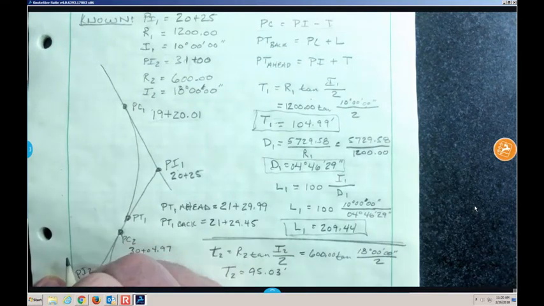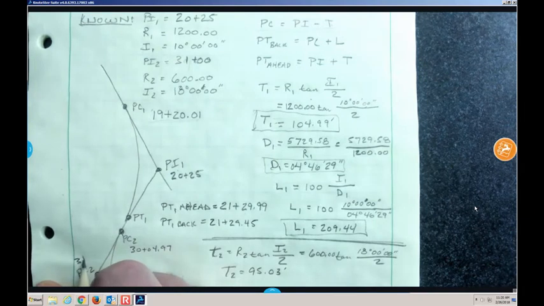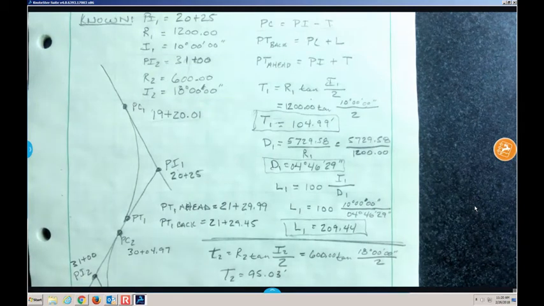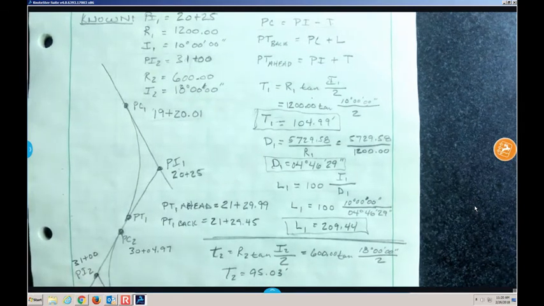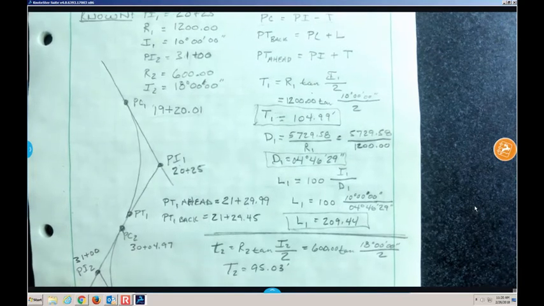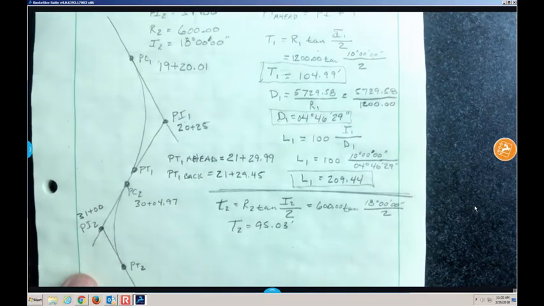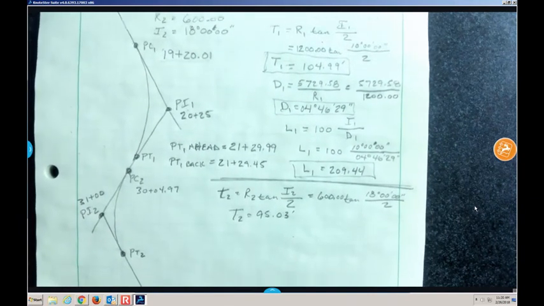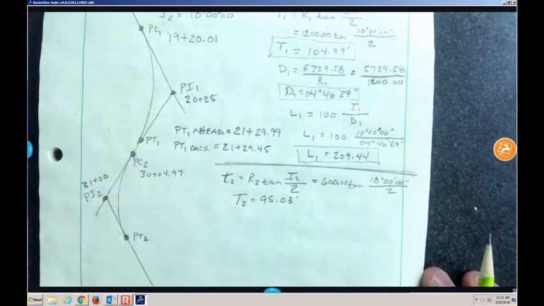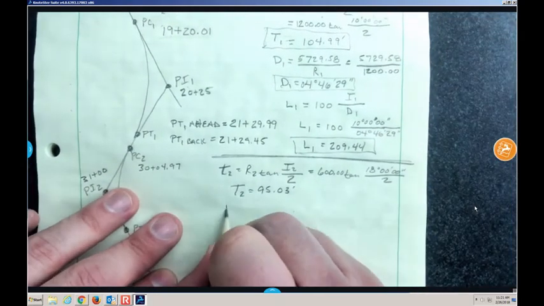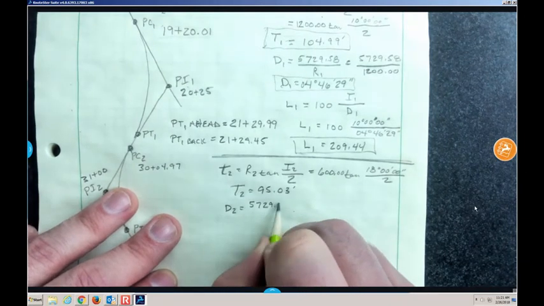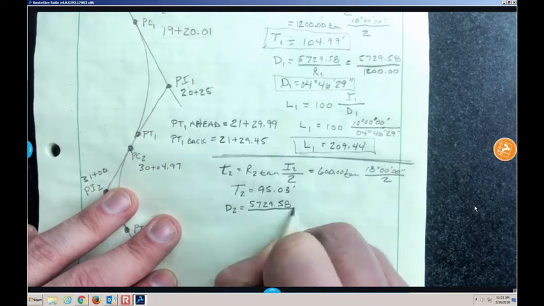PI2 is 31 plus 00. Okay. So now let's figure out PT2. We're going to have to do the same stuff that we did up on the top. We're going to have to find D again. So D2 equals 5729.58, the constant, divided by R.